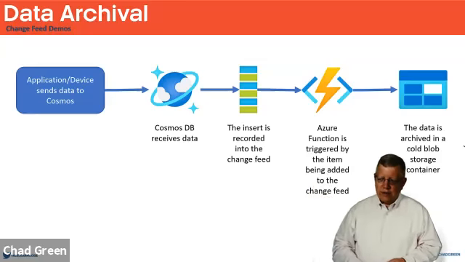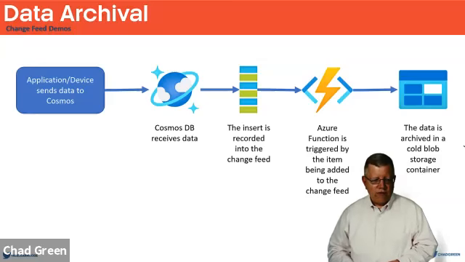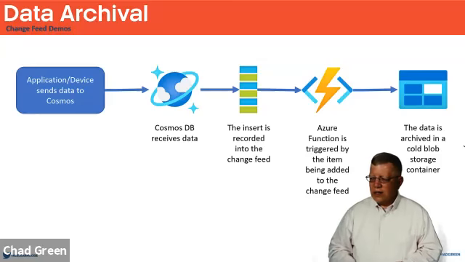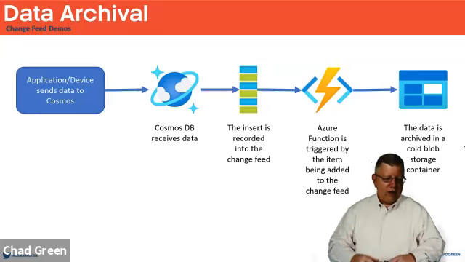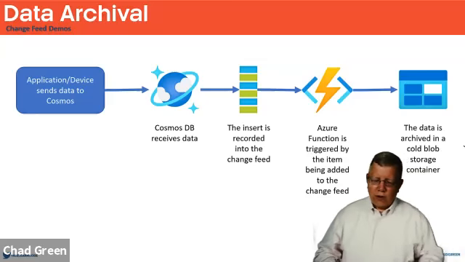The application or the device, because you can also use this in an IoT situation, right? Everything's sending lots of data over to Cosmos. Again, those inserts are recorded into the change feed. We're going to have the Azure function go read that, and then we're going to write that data into cold blob storage, right?